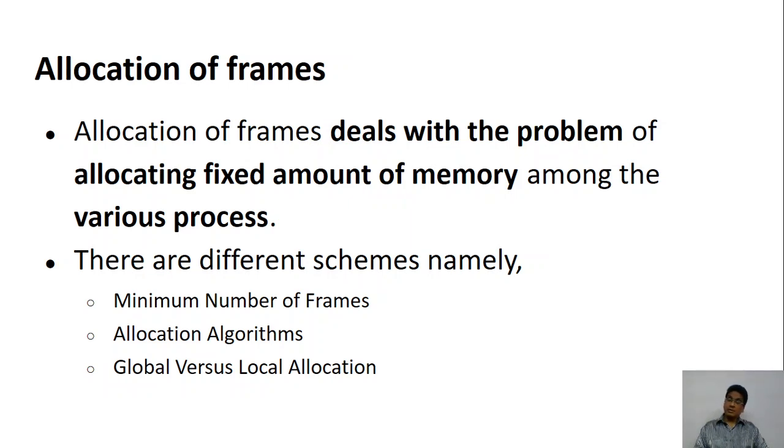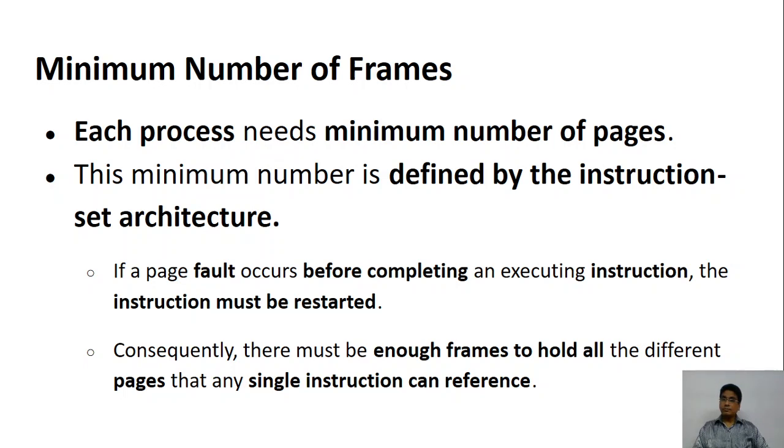So in a multiprocessing environment, there will be many processes which are running. We have to decide how many frames should be allocated to each individual process. There are different schemes which are available. These include the minimum number of frames, the allocating algorithm, as well as the global and local allocation scheme. So let's look at the first one, that is the minimum number of frames.